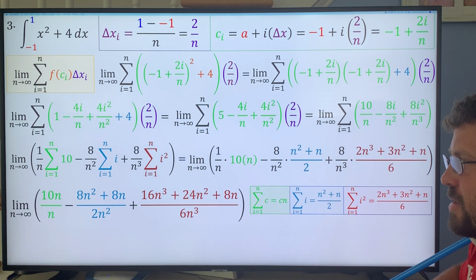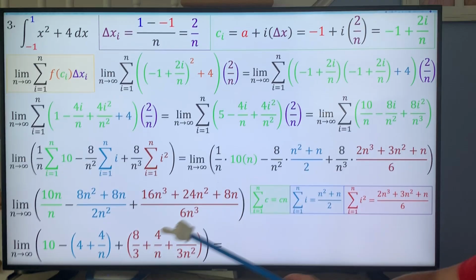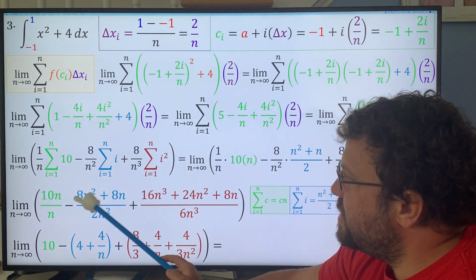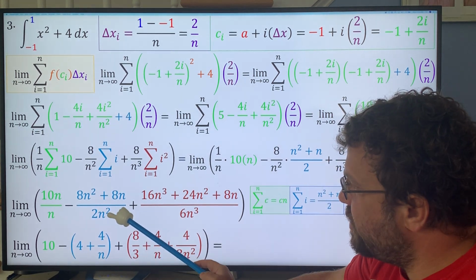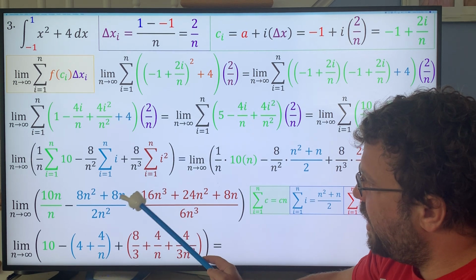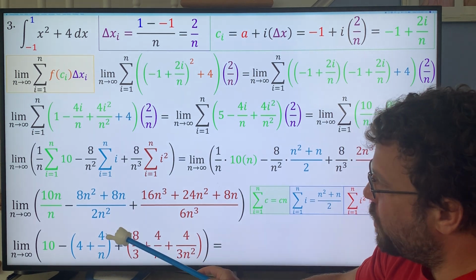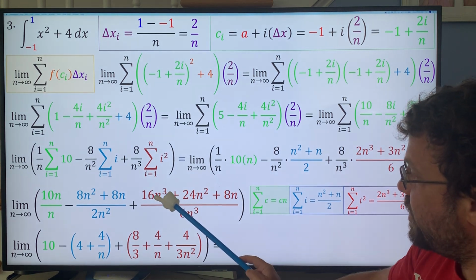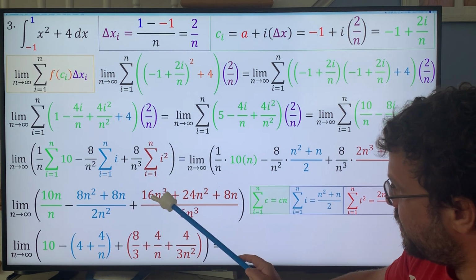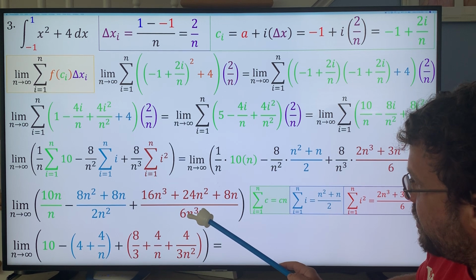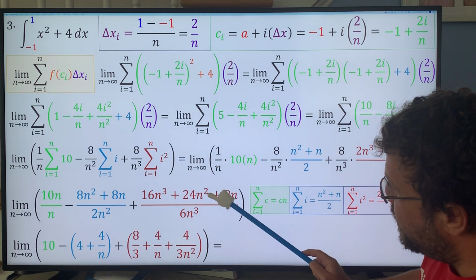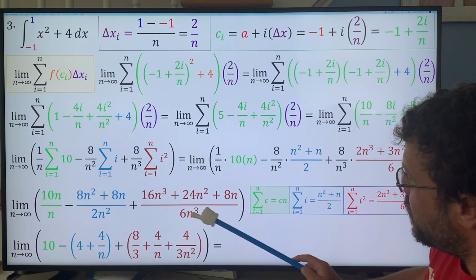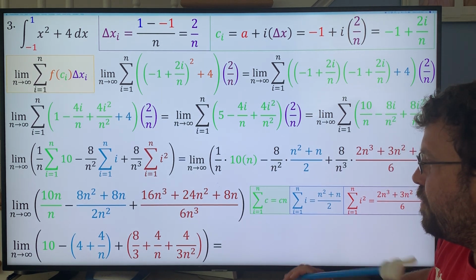Still following me? Good. Now what you're going to do is reduce. 10n over n is 10, right? Minus 8n squared divided by 2n squared is 4. 8n divided by 2n squared is 4 over n. See? Everything in the fraction bar from the top divides by the denominator. These two reduce to 8/3 because the n cubes cancel out. This reduces to 4 over n on the bottom. This reduces to 4 over 3n squared on the bottom.